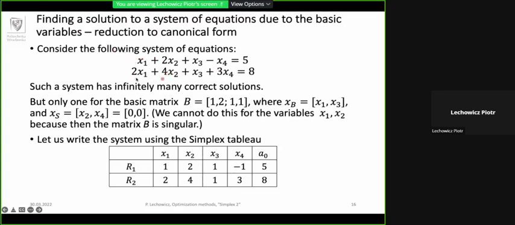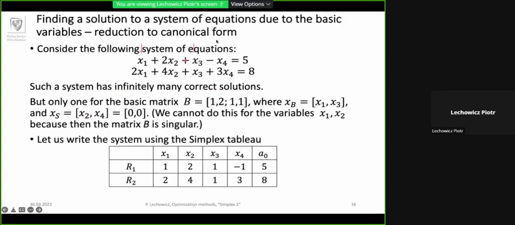So consider the following system of equations, and such a system has infinitely many correct solutions because we have 2 equations and 4 variables. So we can find as many solutions as we want, but there is only one solution if we select a basic matrix. So here we're selecting a basic matrix from first column and third column. So our basic variables are x1 and x3. These are our basic variables here.